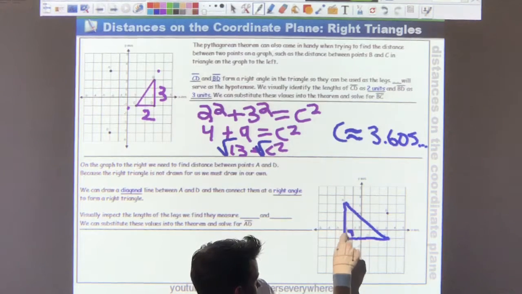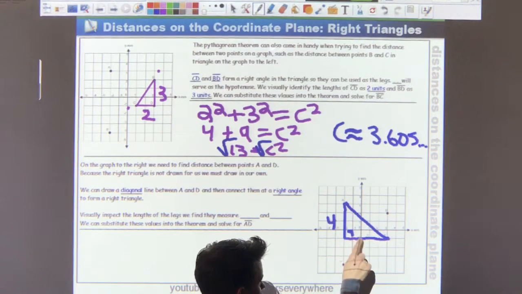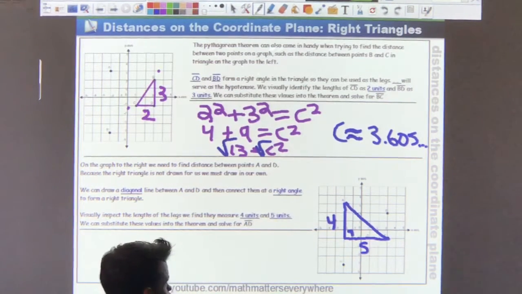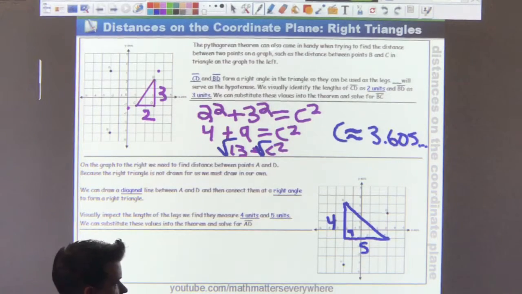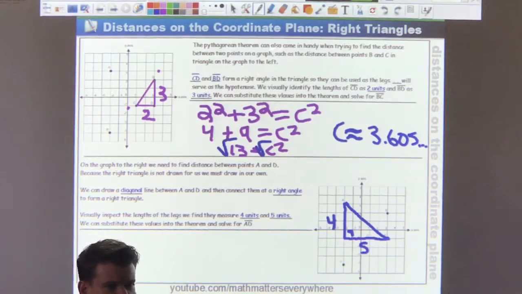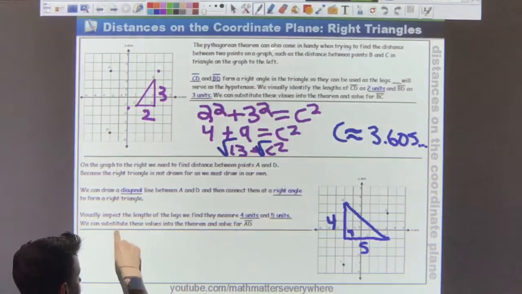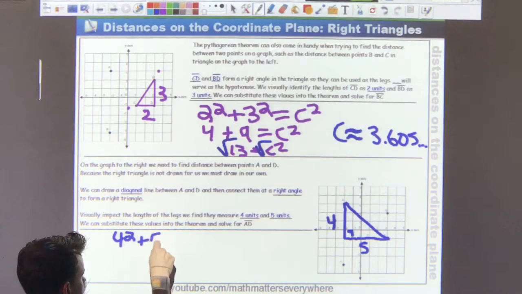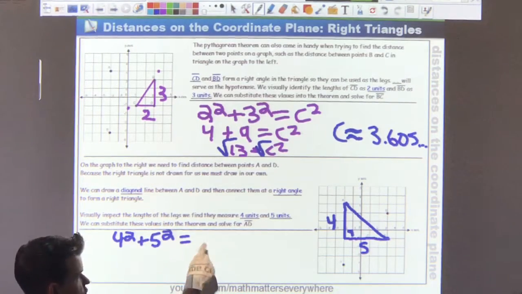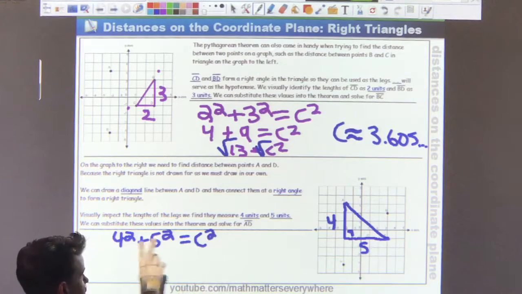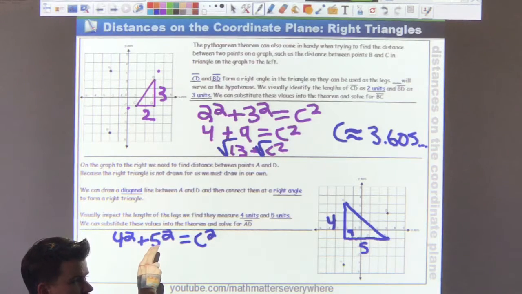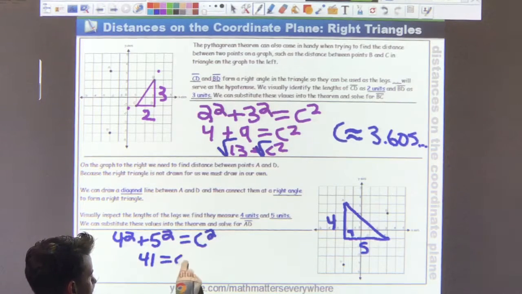Once I draw this in, I can count the units between these points. Here it's 1, 2, 3, 4, and here it's 1, 2, 3, 4, 5. So now that I know the length of my legs, I can substitute these into my theorem, and I can solve for the missing measure. So what is my equation going to look like, class? Liana? 4 squared plus 5 squared equals, we don't know, the hypotenuse, which would be c squared, right? So this becomes 16 plus 25. What is 16 plus 25? Anybody? 41. So 41 equals c squared.